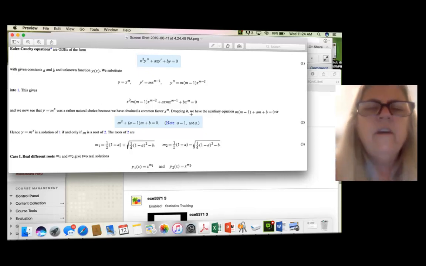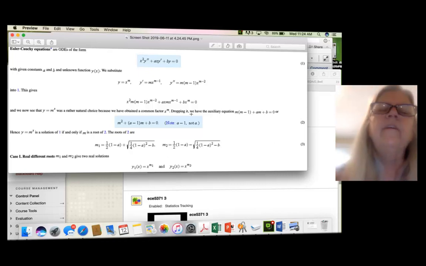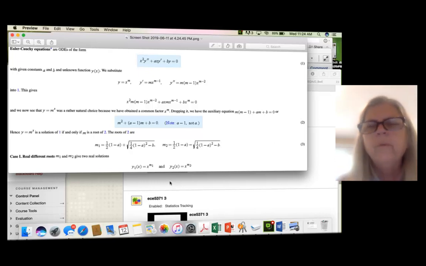So that's how, if you're given a solution, you work backwards and find the original ordinary differential equation. So here would be your two real roots. We have x to the m1 and x to the m2. Okay, so that addresses one of the homework problems that I received numerous questions on from chapter 2.